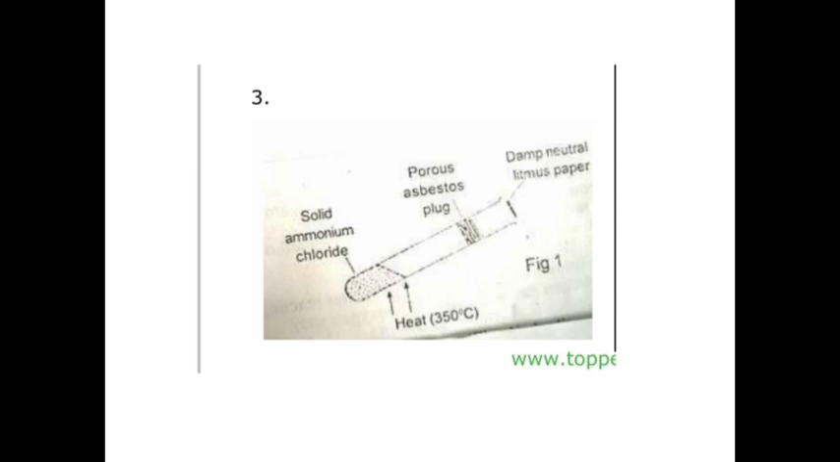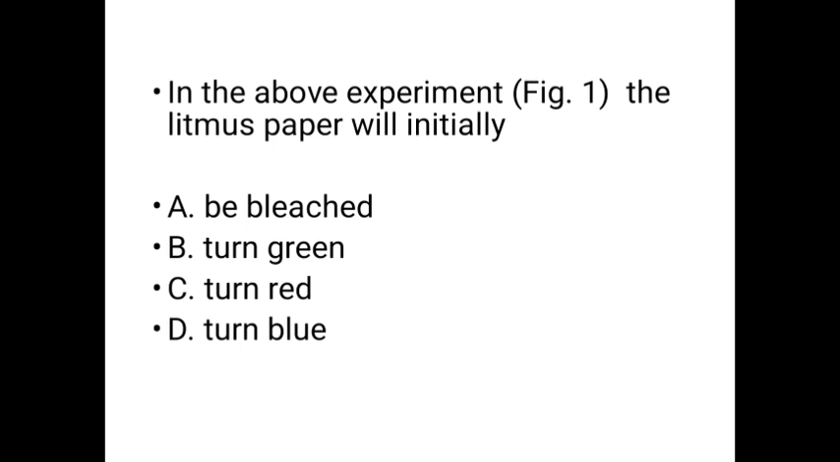Number 3. Look at the diagram. Here is the question. In the above experiment, the litmus paper will initially: A. be bleached, B. turn green, C. turn red, D. turn blue.